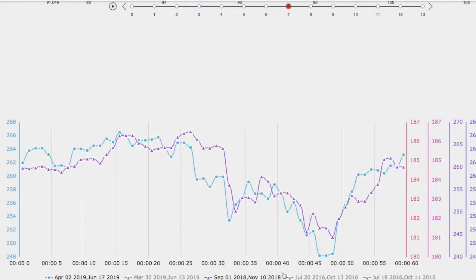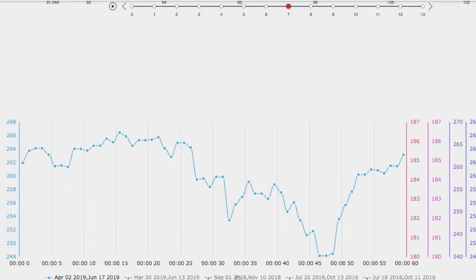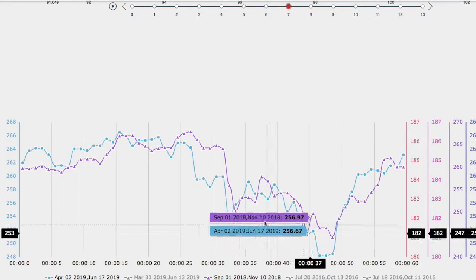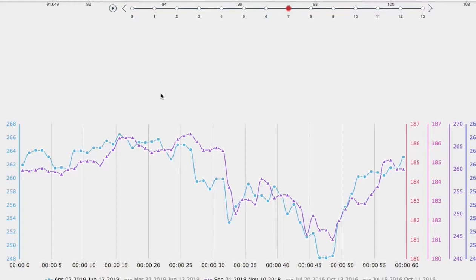So what we have here is the line trend. This is the current trend, and right here is the 2018 trend and overlapped.